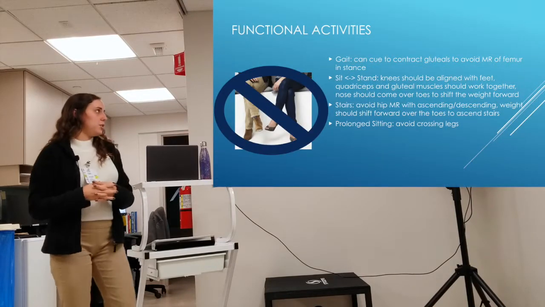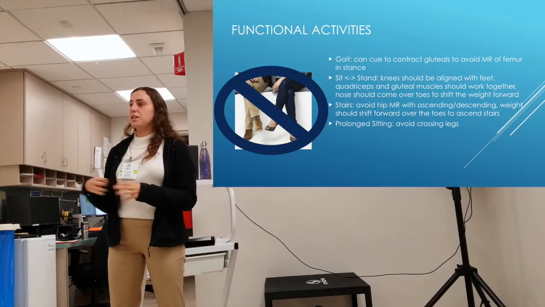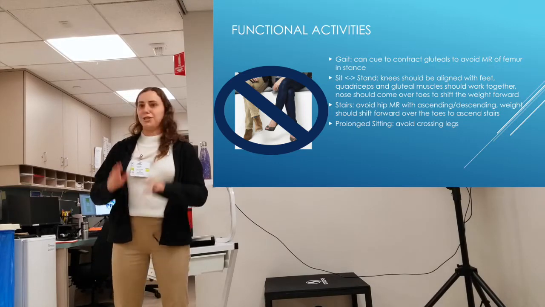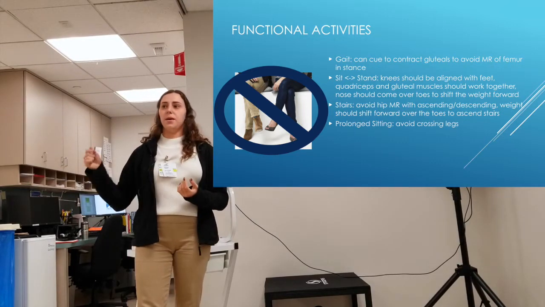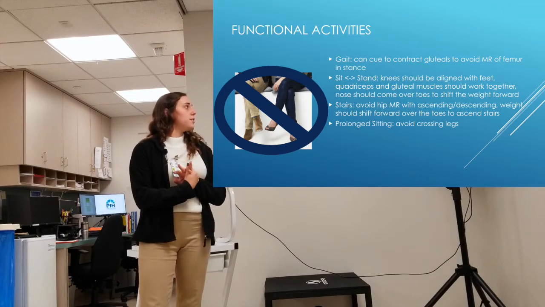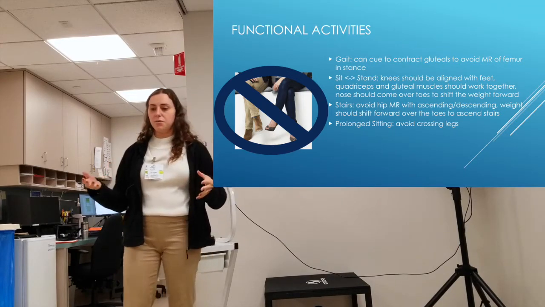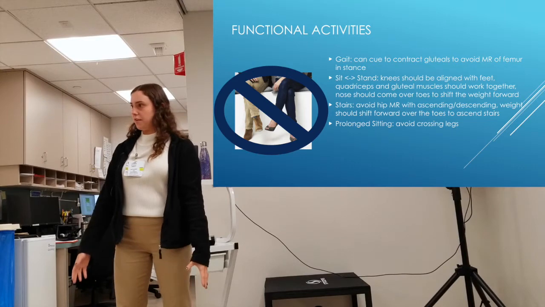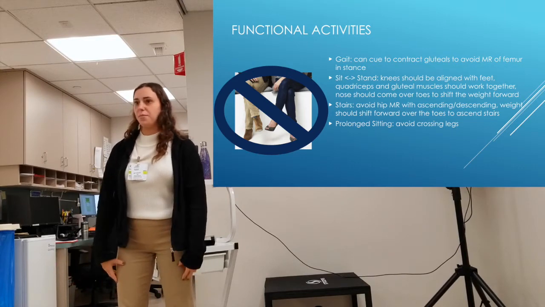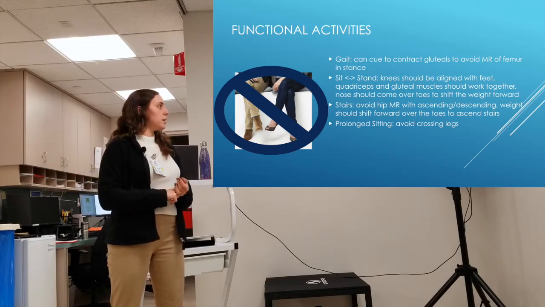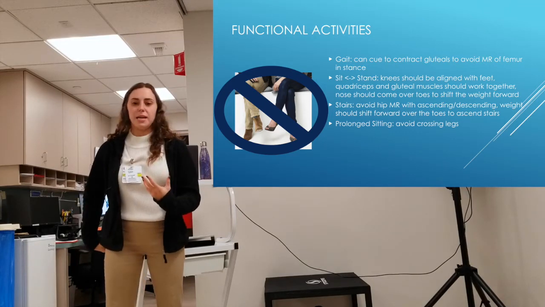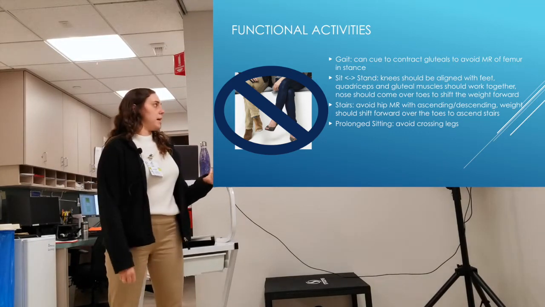So in functional activities, you're going to cue them to try to use the glutes a little bit more, just in general. So in walking, when they're putting weight on the leg in stance, you want them to use the glutes. For sitting to standing, you want to cue that their knees should be over their feet, so they're not getting any of that femoral medial rotation. That way they can get the glutes to work a little bit more. We also want to get that weight shift forward to get the glutes working a bit.